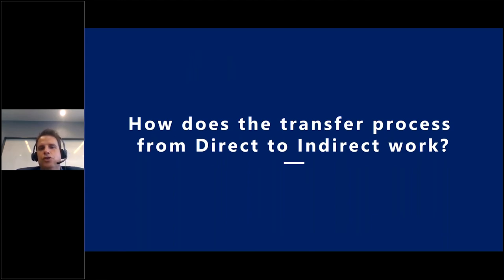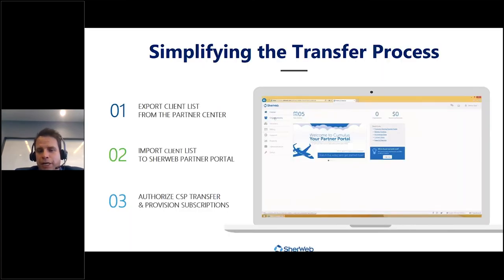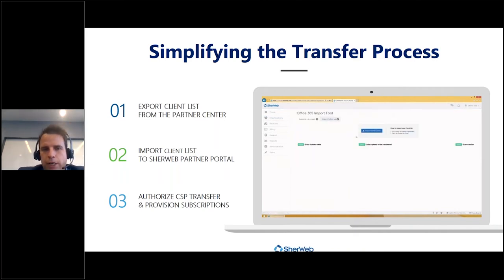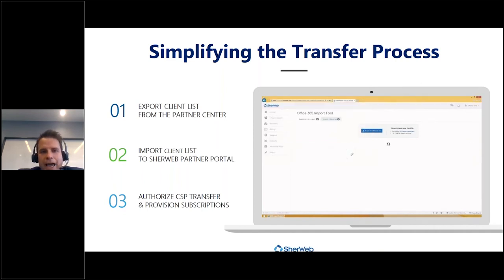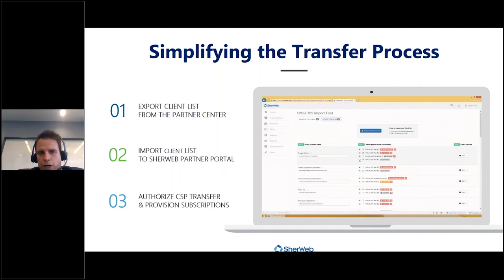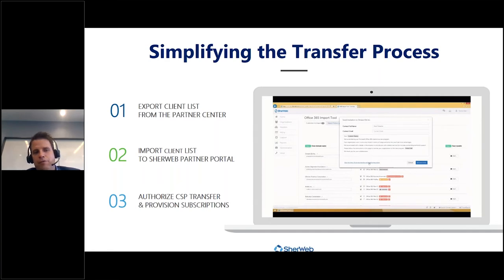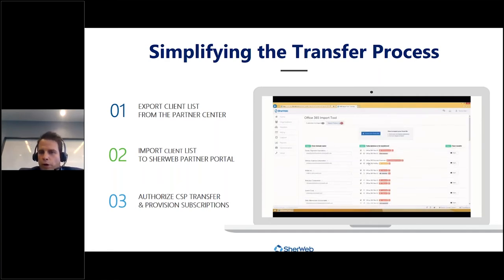So the last section is really how does the transfer process from direct to indirect work? This is not the process with Microsoft, but basically today, if you're a direct reseller and you want to come in direct, this is how it's going to be carried out. If you're looking at the direct bill model, the same process will follow if you have existing customers, perhaps under an advisor account with Microsoft, under which you are partner of record. The process is quite simple, and SureWeb has invested some IP around this process to allow you to easily export your client list from the Partner Center at Microsoft and import them into the SureWeb Partner Portal, and then authorize the CSP transfer and provision the official subscription. So let me go through the process quickly.